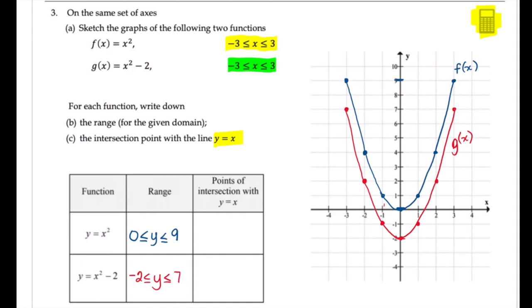We want to determine the point of intersection or points of intersection with the line y equals x. Y equals x is the line that crosses the origin. So here I see 2 points for the f of x function and 2 points for the g of x function. And that is it.